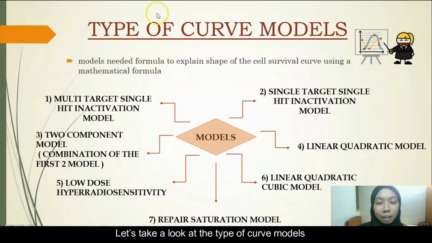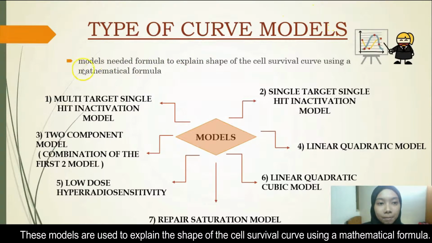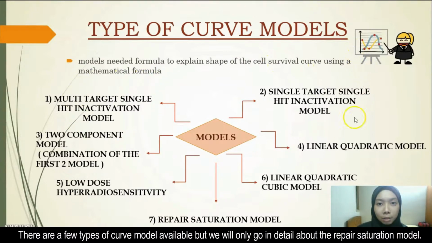So we will take a look at the type of curve models. The models need a formula to explain the shape of the cell survival curve using a mathematical formula. There are a few types of curve models, but we will only go into detail about the repair saturation model.